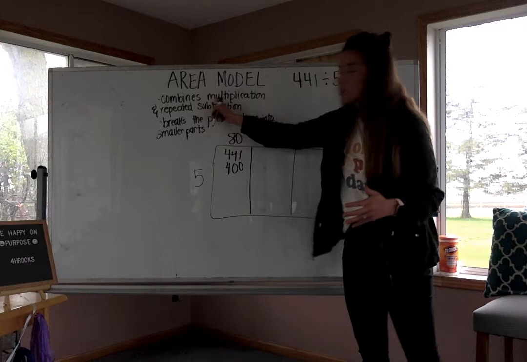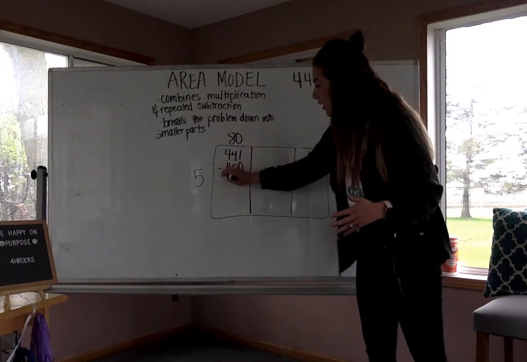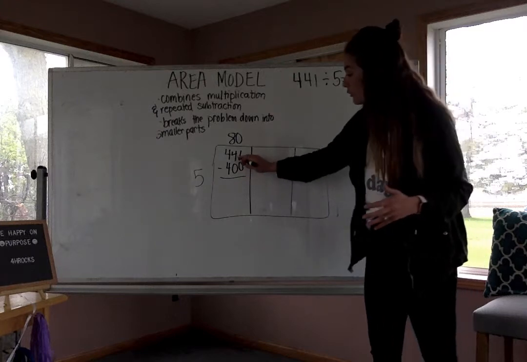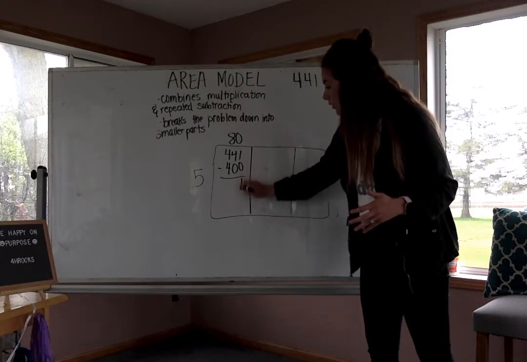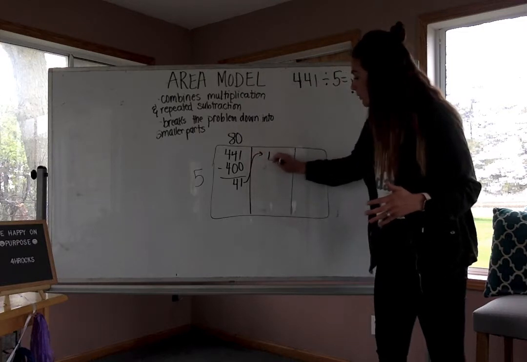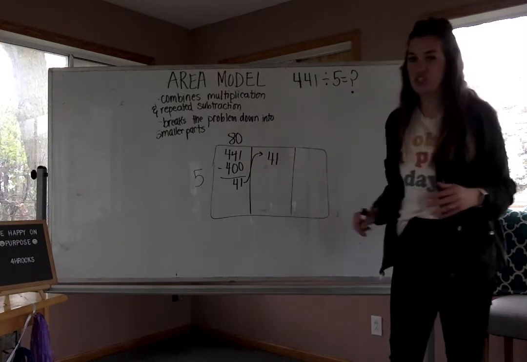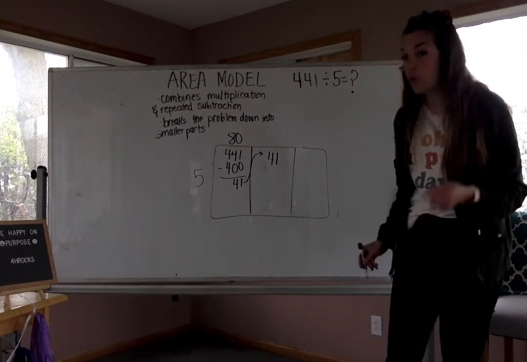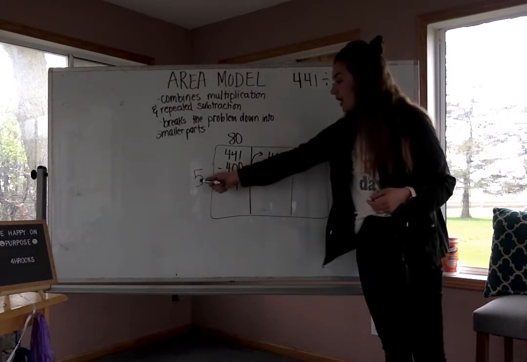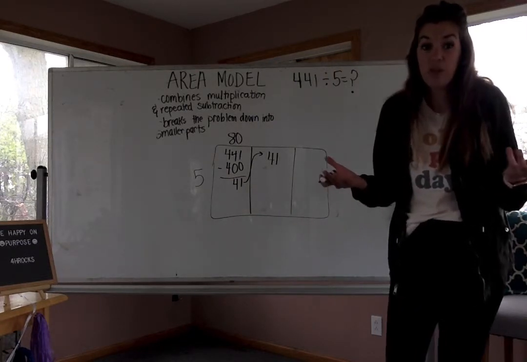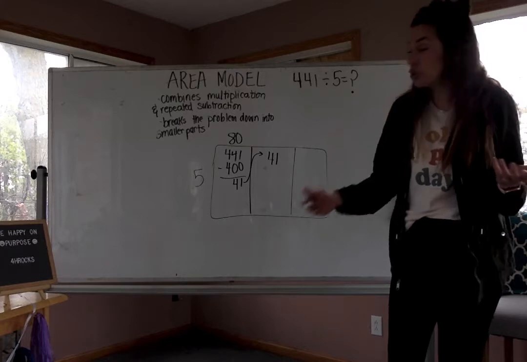Okay, that's where that multiplication comes in, and then here's where my repeated subtraction comes in. I need to subtract 441 minus 400, and that leaves me with 41. I'm going to move that over, and I'm going to think about that digit 4 that's in the tens place. That digit 4 represents 40. Well, I know that if I multiplied 5 times a multiple of 10, like 10, it will give me 50. Well, that's already too much.